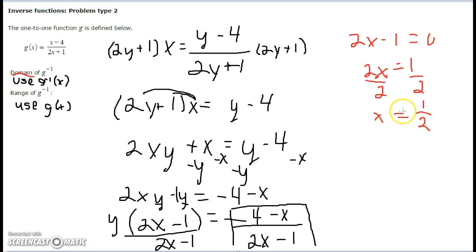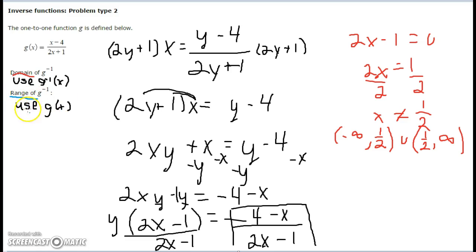Okay, so if it can't equal 1/2, then that means my domain would be anything except for 1/2. So I'm going to start at negative infinity. There's going to be a hole at 1/2. So I use my union. And then the graph would continue from 1/2 to positive infinity. So that's step 2. And then my last step is my range.